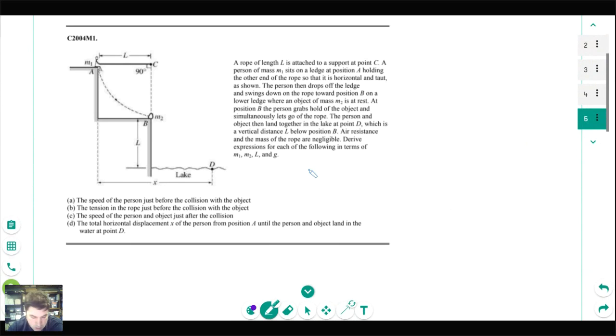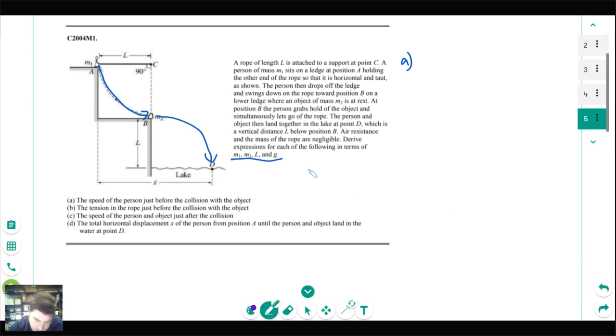So we've got a person with rope L, 90 degrees apart. They're going to swing down there, grab a stone, and when they grab the stone, they let go, at which point they fall into the water. And we're supposed to find all these things in terms of M, L, and G. So more deriving sort of stuff.